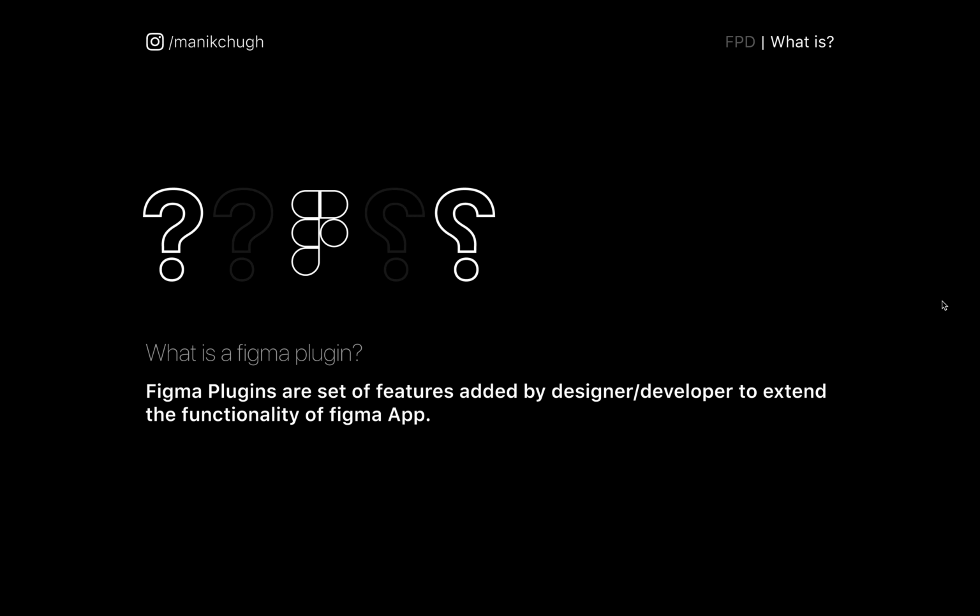Now let's understand what a Figma plugin is. Again, the same logic applies here. A Figma plugin is a set of features added by designers or developers to extend the functionality of the Figma app. Like any other app, you can write a set of features which can be added on top of Figma, and then it can be used by any developer or designer. And again, you can publish this on the Figma community, and it can be downloaded by them to make it useful.